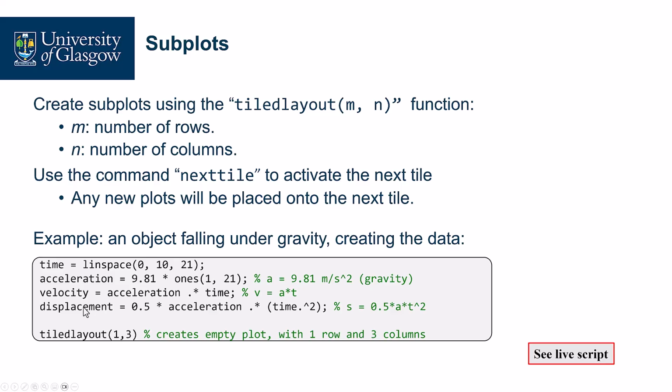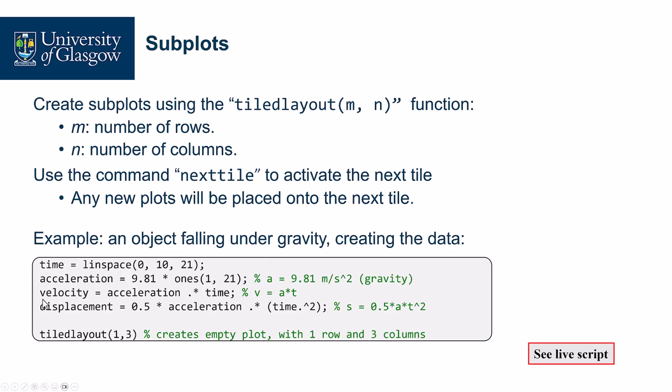Displacement is another variable we want to draw. It is 0.5 multiply acceleration dot multiply time dot power 2. So same question for you. You can understand why we need to use dot multiply and dot power and what is the size of this. So the size of displacement is still the same, a 1 by 21 matrix.